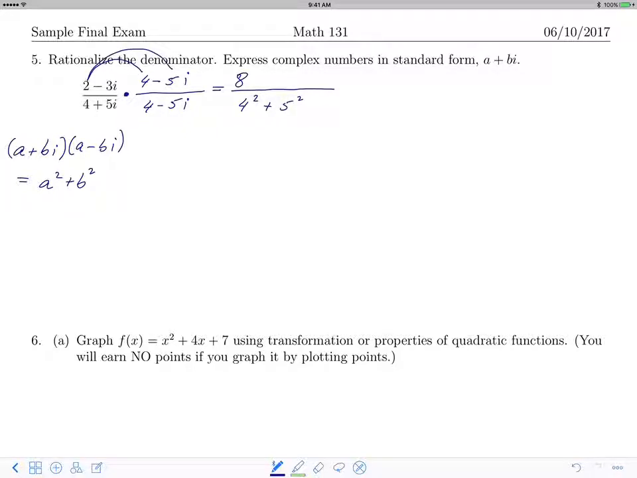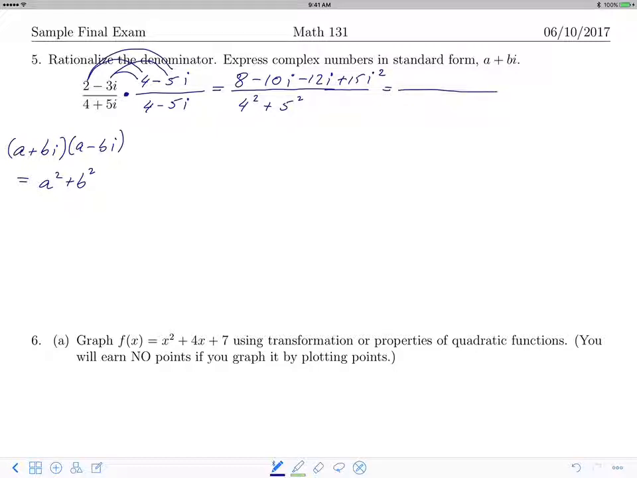2 times negative 5i is minus 10i. And then negative 3i times 4 is negative 12i. And then negative 3i times negative 5i is plus 15i squared.